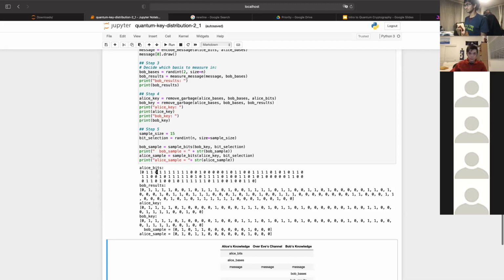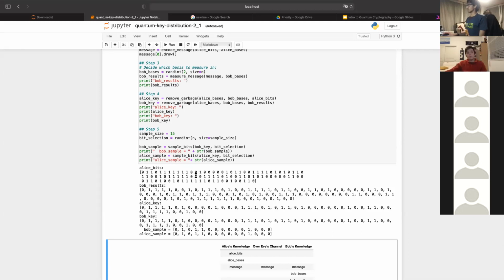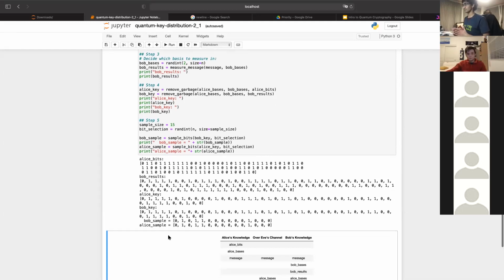So this bit is removed because here it was a 0, here it was a 1. So we get rid of that. We move on to the next 1 here, and here that's a 1 and a 1. So after this remove garbage step, Alice and Bob have the same key.